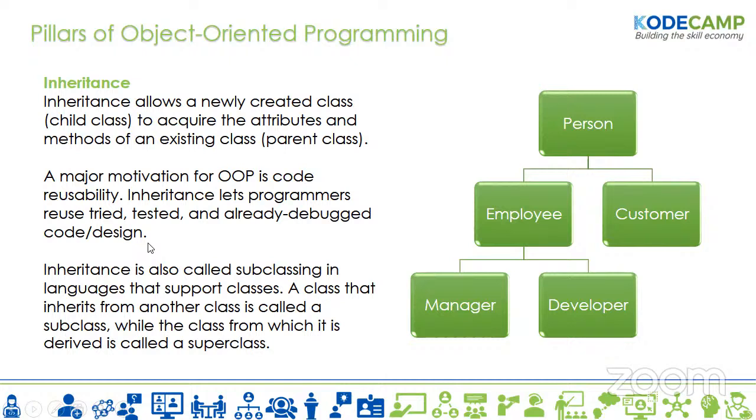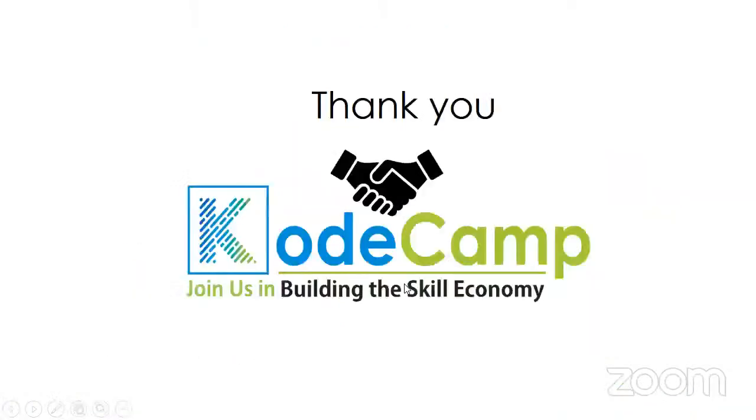So when you are downloading an application and you can do things, that's all the function of OOP. So OOP is used in so many different places, in game worlds, in web programming, APIs, and all that. Now, inheritance is also called subclassing, and just like I mentioned, a class that inherits from another class is called a subclass, while the class from which it is derived is called a superclass.